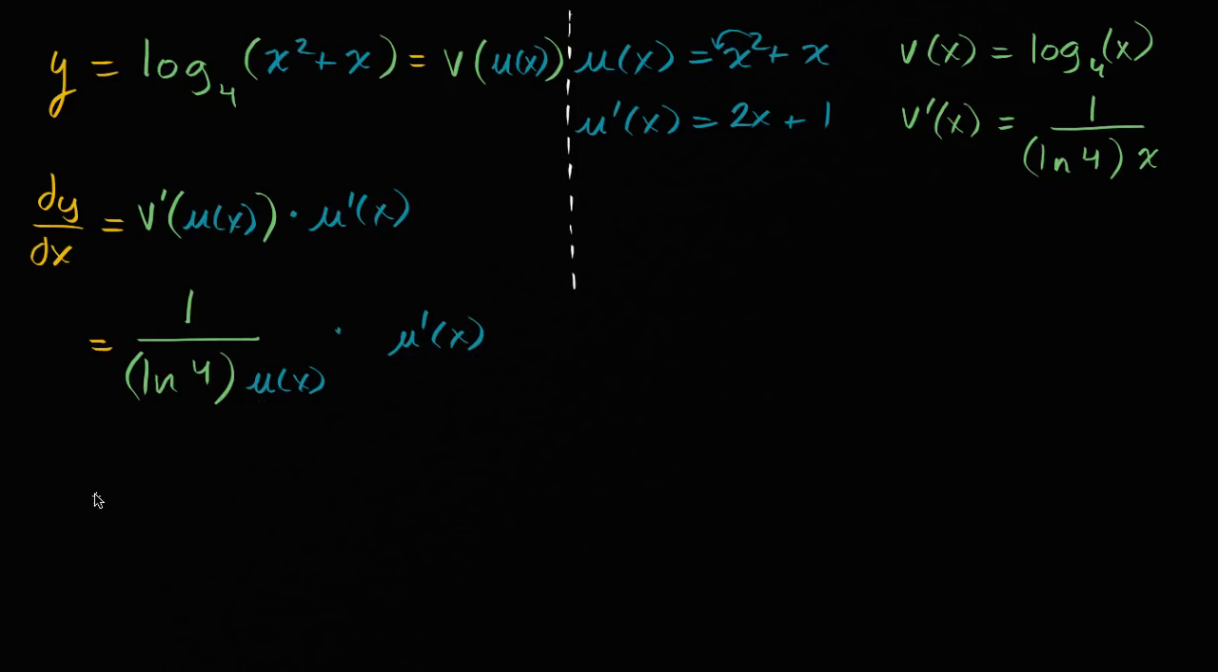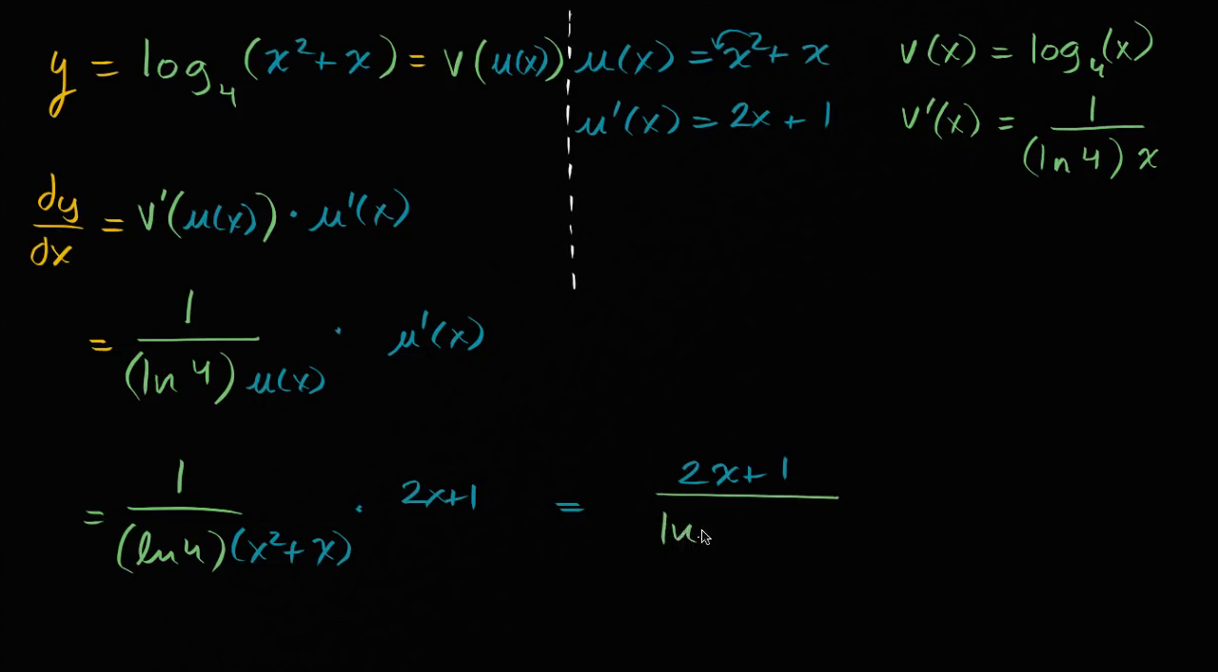And I'm doing more steps, just hopefully so it's clearer what I'm doing here. So this is 1 over the natural log of 4. U of x is x squared plus x. And then we're going to multiply that times u prime of x, so times 2x plus 1. And so we can just rewrite this as 2x plus 1 over the natural log of 4 times x squared plus x.